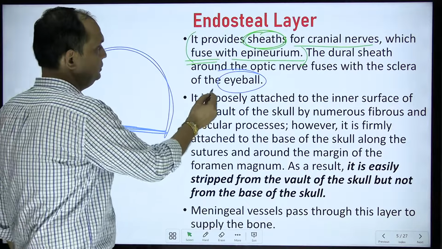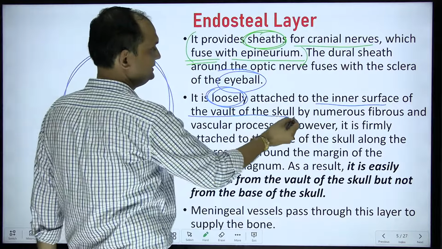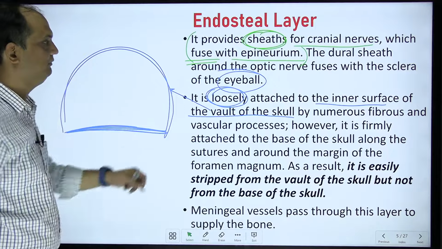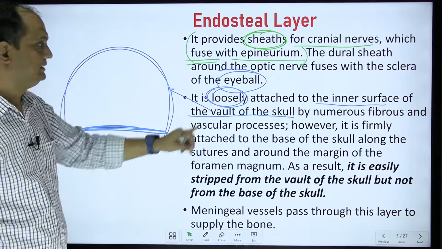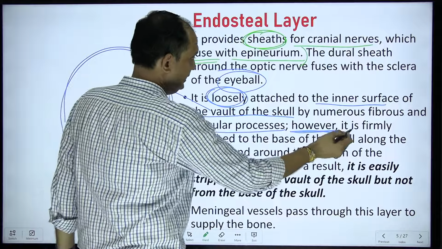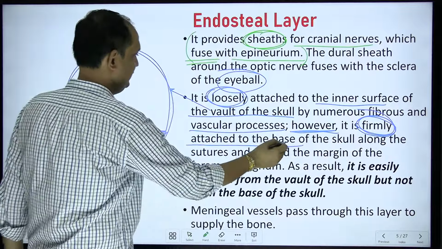So it is loosely attached to the inner surface of the vault of the skull. Vault means this top area. So in this top part, it is loosely attached and it has the vascular process. However, it is firmly attached to the base. So where is the base, bachcho?